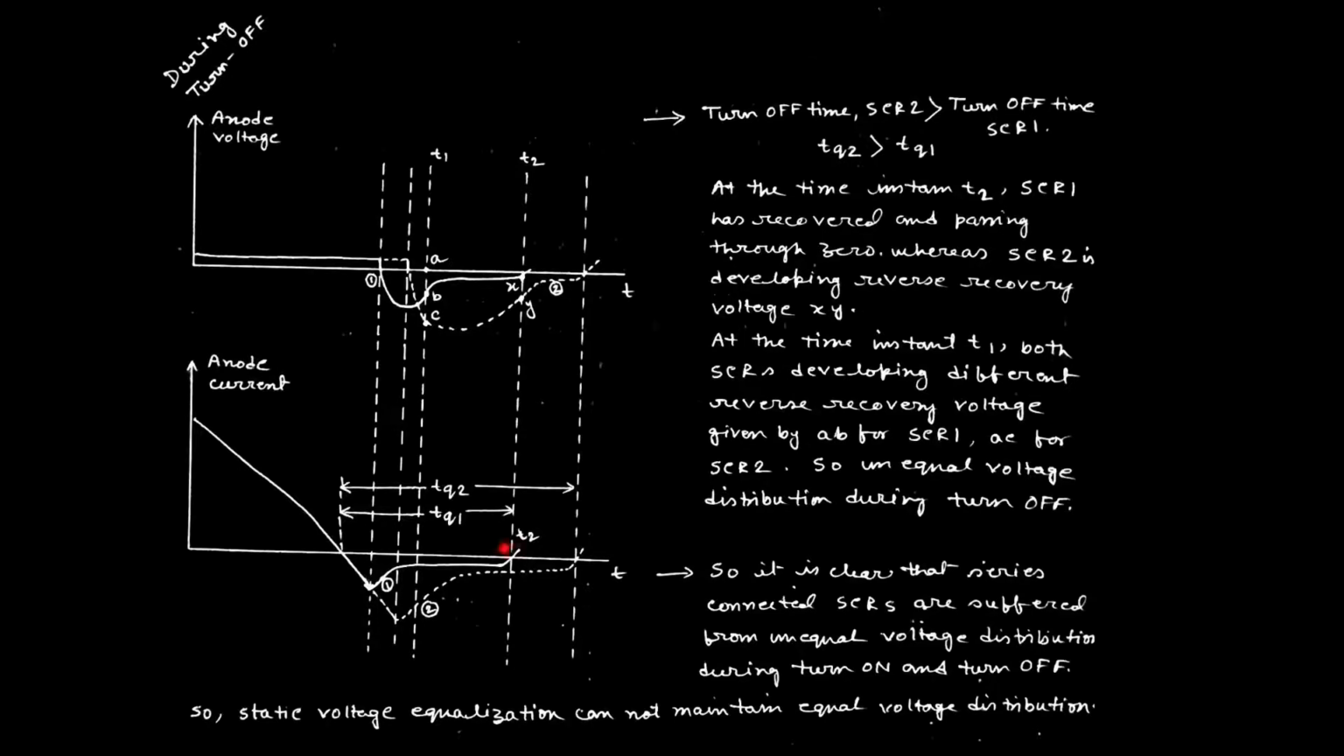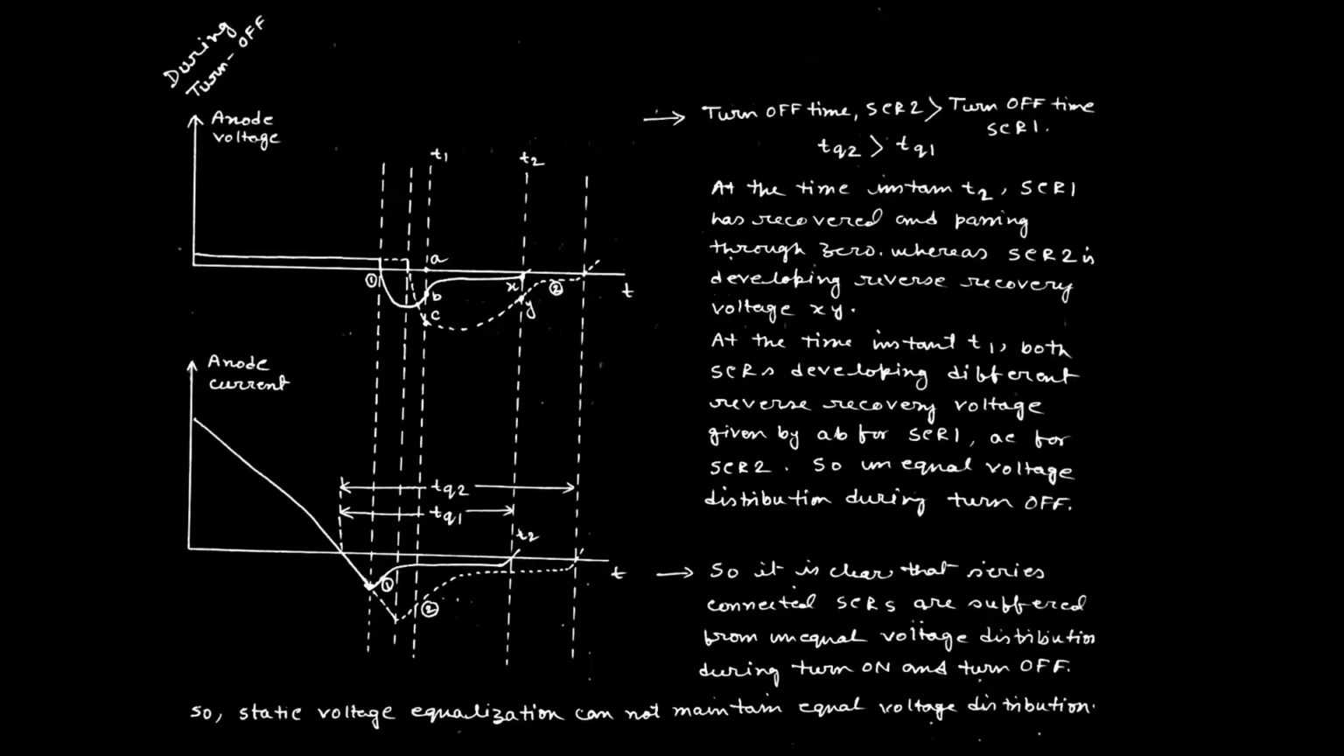That is why it can happen: when the first SCR is turned off, the extra amount of charge is still appearing across the second SCR. That is why the second SCR is still in the working state, and we should give more negative biasing to turn off the second one also. That means during the turn-off process, the voltage distribution across both SCRs is not the same.